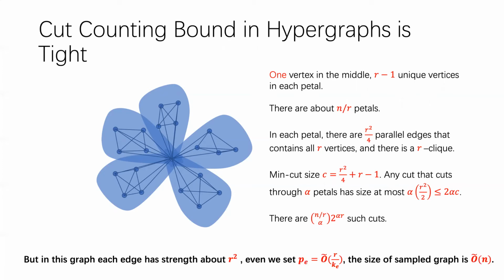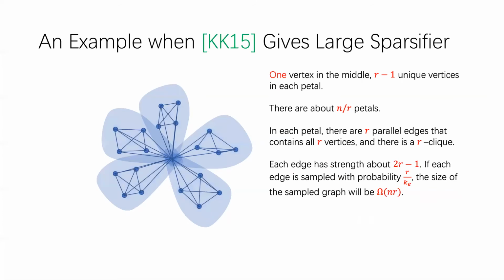However, since each edge in this graph has strength about r squared, even if we set p_e equal to order r over k_e, the total number of hyperedges sampled is order n, as there are only r squared edges in each petal and nr edges in total. So we ask whether the sum of 1 over k being smaller than the n-1 bound is not tight when r is large. But this is also not the case.